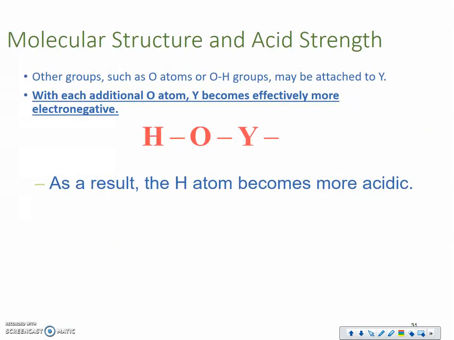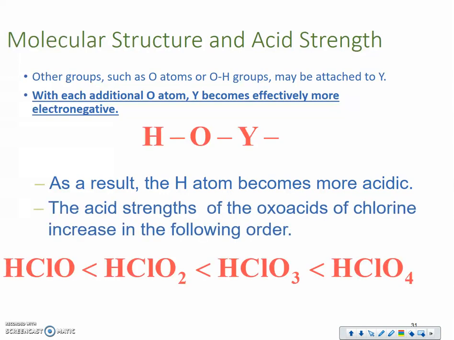Okay. Other groups, such as O's or OH, may also be attached to the Y on the other side. As you get more O atoms added, then you get more and more electronegative. So that means the more O's you have, the stronger your acids get. So HOCl, really this is like this. That's really what the actual structure looks like. So we're talking about these O's added to the other side of chlorine. As we get more and more of them, right, we get more and more electronegative.